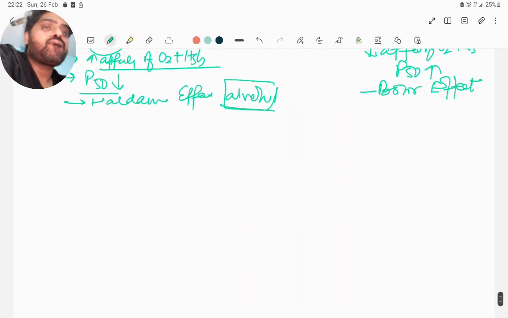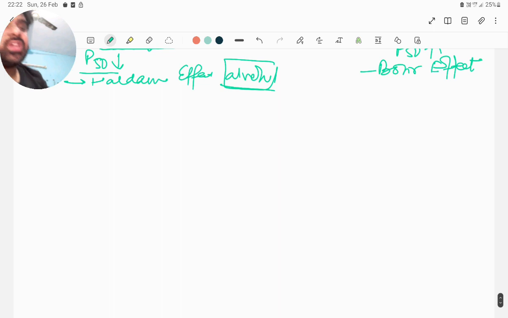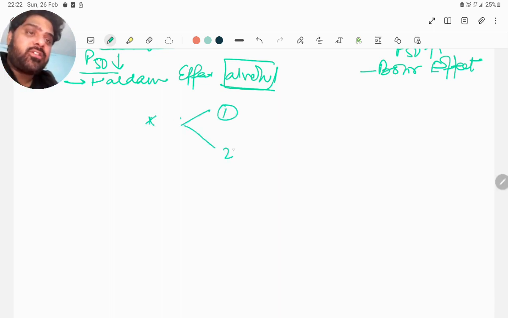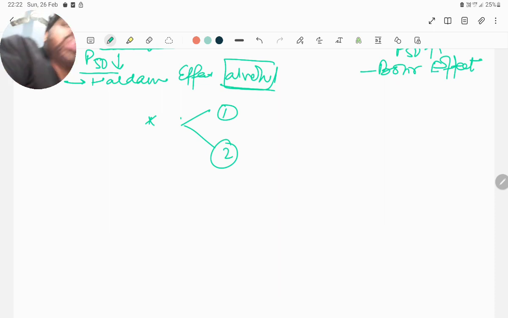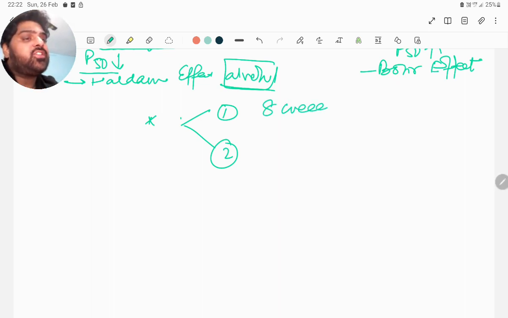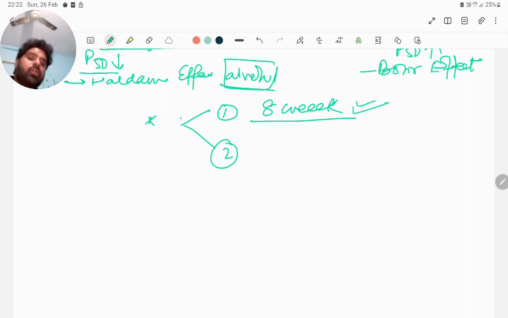Now, when to stop? There are two very important points, first and second. The maximum effect of quitting cigarettes preoperatively is at 8 weeks. That is, if you stop smoking 8 weeks before operation, then it is of maximum utility. Therefore, most of the guidelines say that cigarettes should be stopped at 6 to 8 weeks preoperatively.